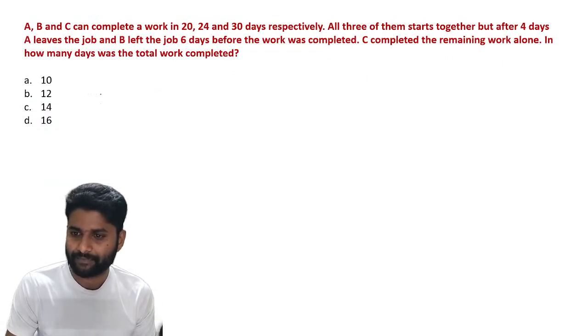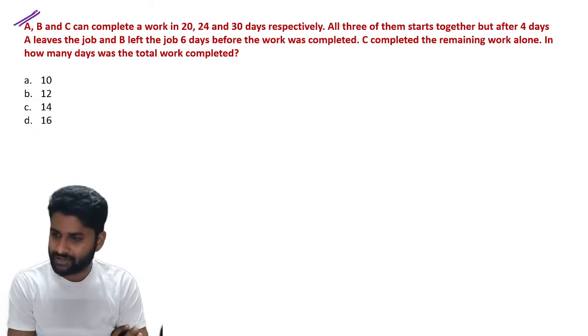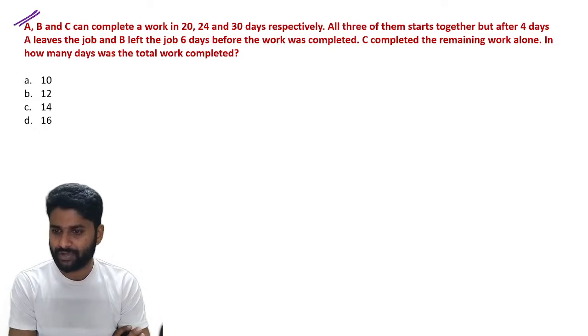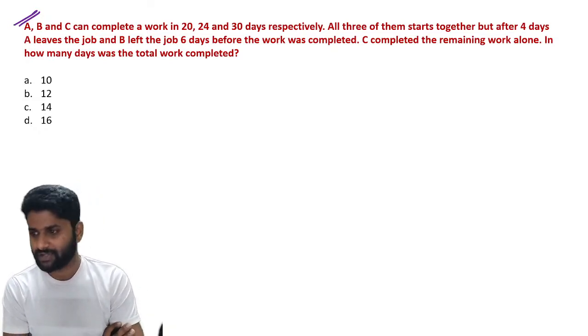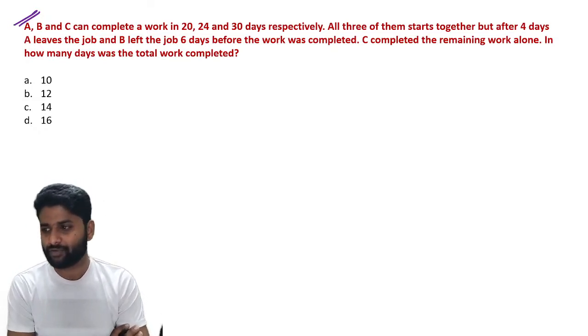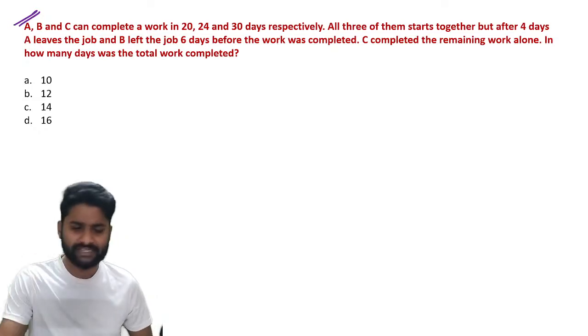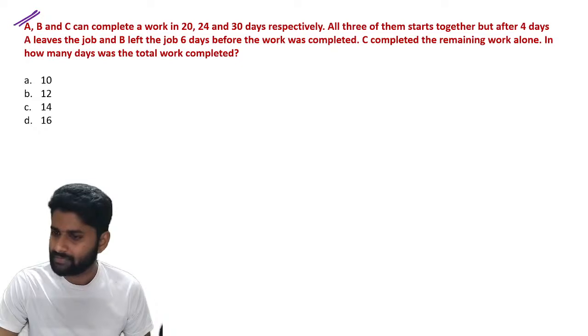Guys, same. So A, B, C can complete the work in 20, 24, 30 days respectively. All three of them start together, but after 4 days, A leaves the job. B left the job 6 days before completion of the work. And C completed the remaining work alone. In how many days is the whole work completed? Same model. If you understand the previous one, you can solve this question. Try to solve after my live session.